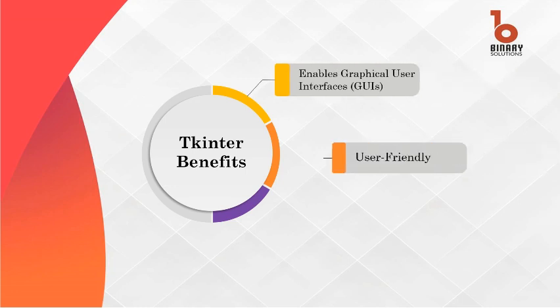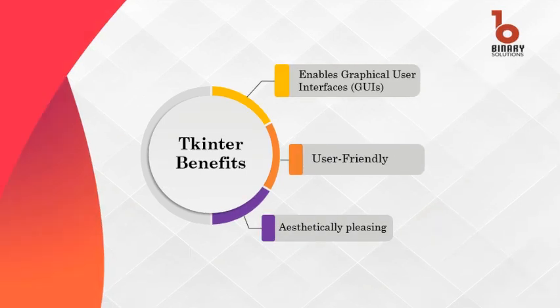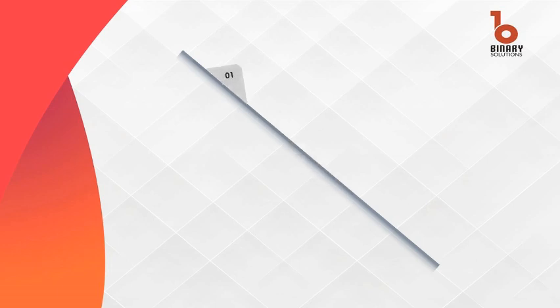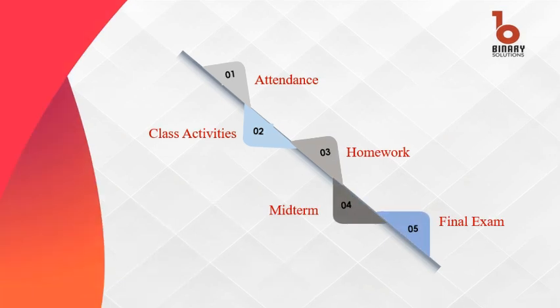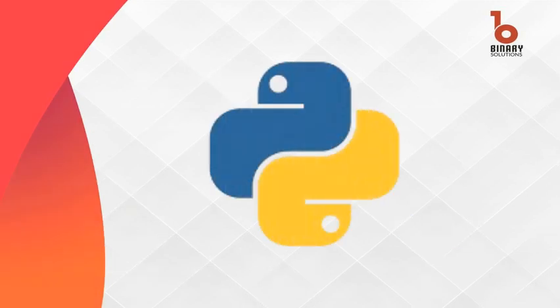That's where Tkinter comes in. Tkinter allows us to build a graphical user interface, or GUI, so our code is not only functional but also user-friendly and visually pleasant to work with. Today, we'll build a great calculator that takes input for attendance, in-class activities, homework, midterm, and final exams, then calculates the final grade using weighted averages. This project is perfect for beginners who want to learn how to create user-friendly Python applications.